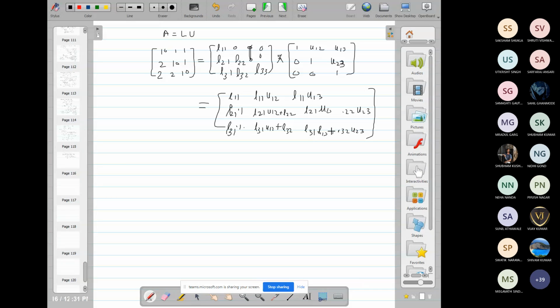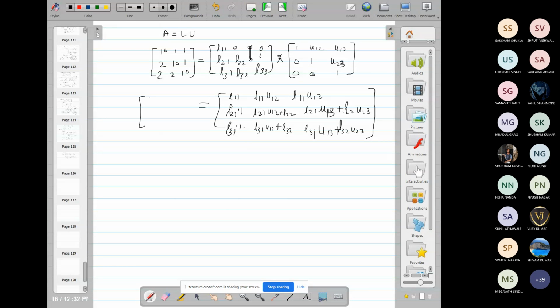L31 U13 plus L32 U23, and here it is L21 U13 and plus L22.